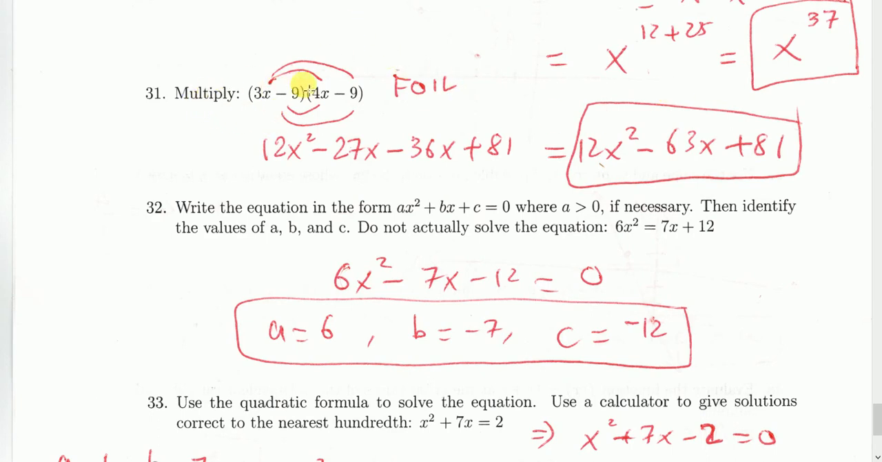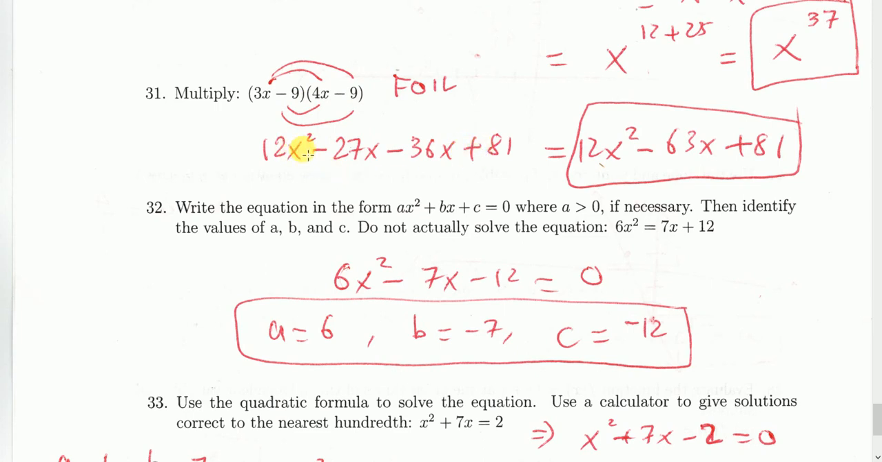31. Multiply the two factors together. So we take the first one. 3x multiplied with 4x gives you 12x squared. 3x multiplied with minus 9x gives you minus 27x. Then minus 9 times 4x gives you minus 36x. Minus 9 times minus 9 is 81.